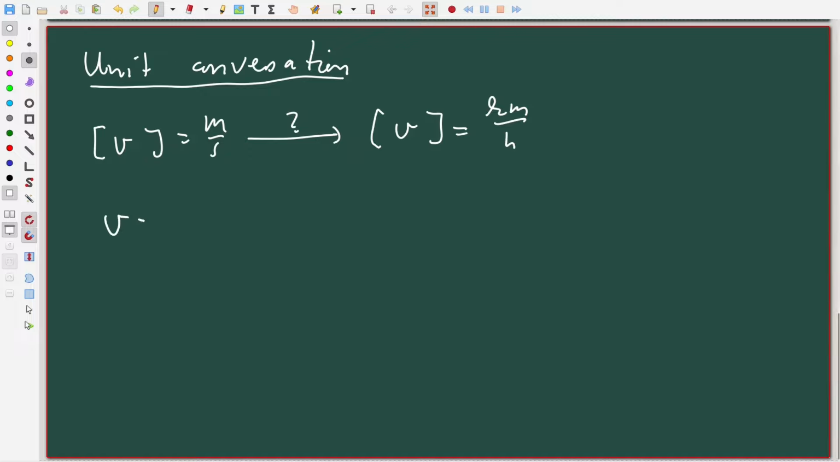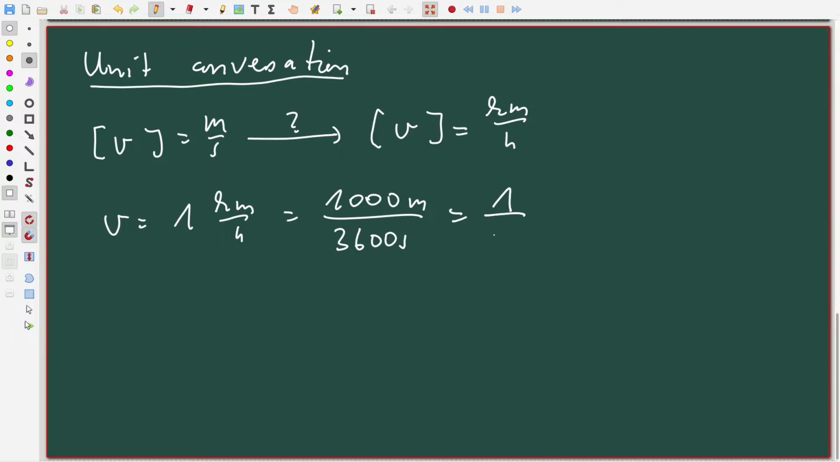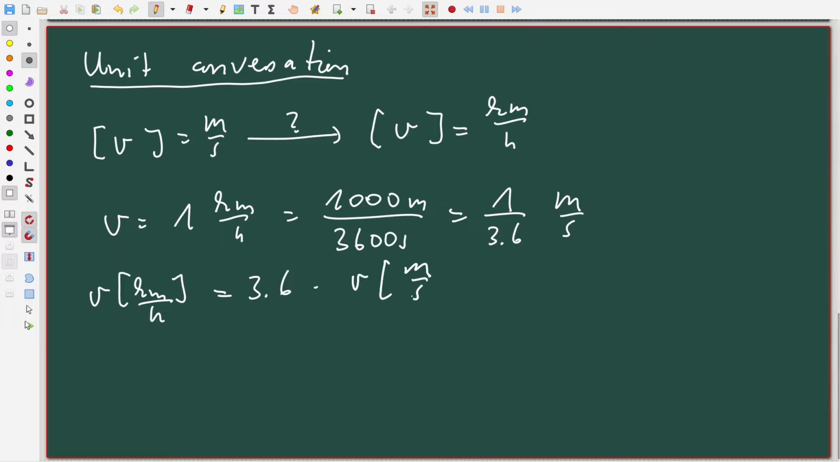So in order to do that, we can now write v equal to 1 kilometer per hour, and we know 1 kilometer is equal to 1000 meter, and 1 hour is nothing else than 3600 seconds. And a lot of these powers of 10 cancel out, and at the end, when you do the math, you find out that only 1 over 3.6 remains, and of course the unit meter per second. So now we can say that if we have a value given in meter per second and we want to convert it into kilometer per hour, we have to multiply it with 3.6. Or in other words, we can write v in kilometer per hour is equal to 3.6 times v in meter per second, and the other way around is also true. Then we have to divide it by 3.6.